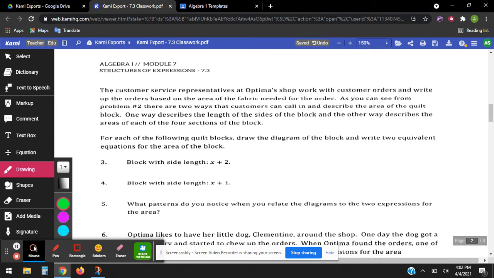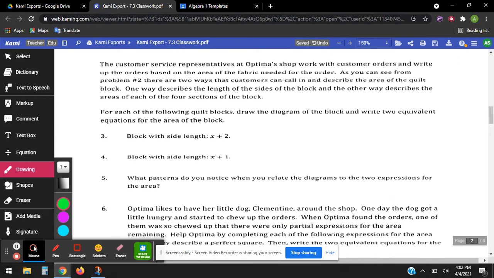Let's keep going with this. So the customer service rep at Optima's shop works with customers' orders and writes up the orders based on the area of the fabric needed for the order. As you can see from problem number 2, there are 2 ways we can call in and describe the area of the quilt. One way describes the length of the sides of the block. The other way describes the areas of each of the 4 sections. So for each of the following quilt blocks, let's draw a diagram, and then we'll write the areas in 2 different ways, kind of what we did before.